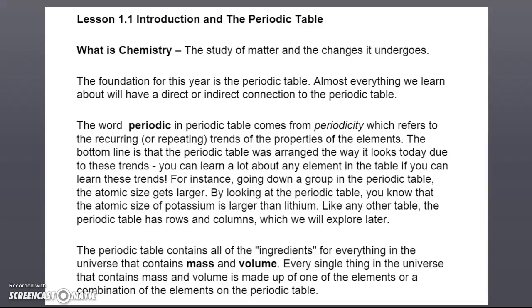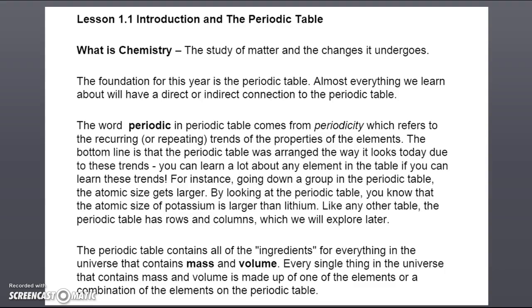Okay, so it's time that we review our notes from today's lesson. This is the first lesson of the course. We're going to discuss what is chemistry, periodicity, and some key vocabulary that you should know dealing with chemistry and the periodic table. So we're first going to start off with asking ourselves, what is chemistry?